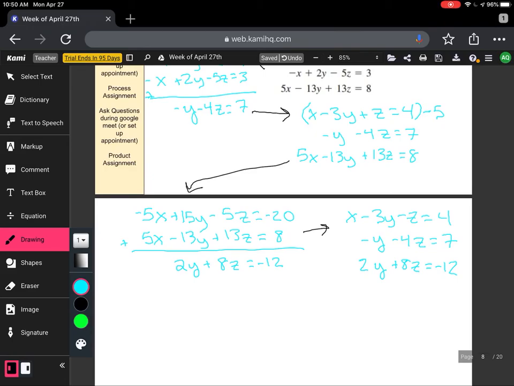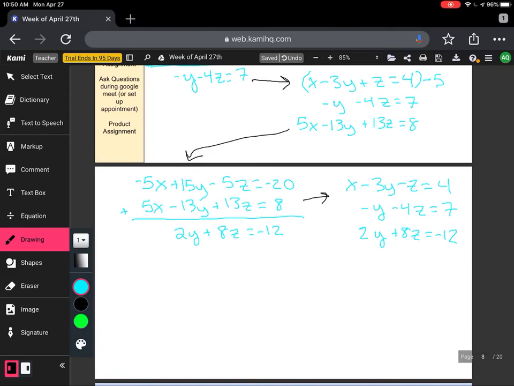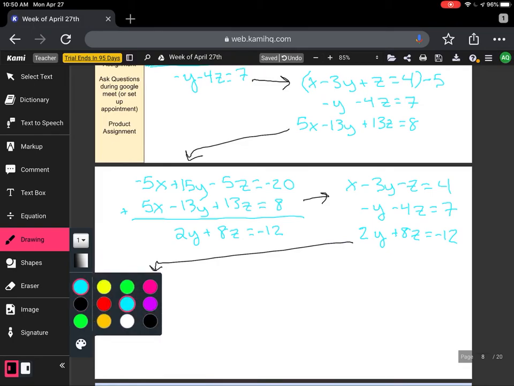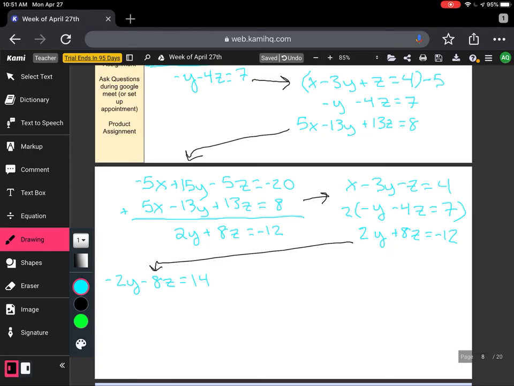Now let's try to eliminate the y. So I see I have a negative y and a positive 2y. So I'm going to multiply that second equation by 2. Because then I'll have a negative 2y and a positive 2y. So if I do 2 times negative y, I get negative 2y. If I do 2 times negative 4z, we get negative 8z. If I do 2 times 7, we get 14. Okay, so that's my second equation there. Now I have 2y plus 8z equals 12.